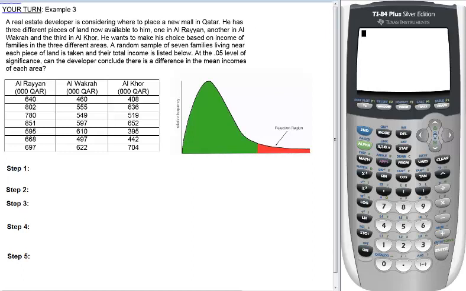At the 0.05 level of significance, can the developer conclude there is a difference in the mean incomes of each area? Okay, so as you can see, the table has listed in Al Rayyan 640 will be one example, but that's 640,000 now. It's in thousands of rials. So each one has 3 zeros past it. So 640,000 rials. That's one family's income in Al Rayyan.